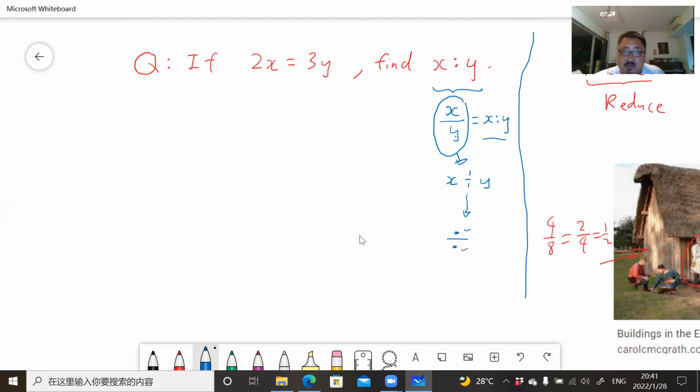Division is basically fraction. Now, I already have x over here. So if I move y over, it will look like this: 2x divided by y equals 3. You may ask, what is the proof behind this? It looks very complex, but it actually really isn't.